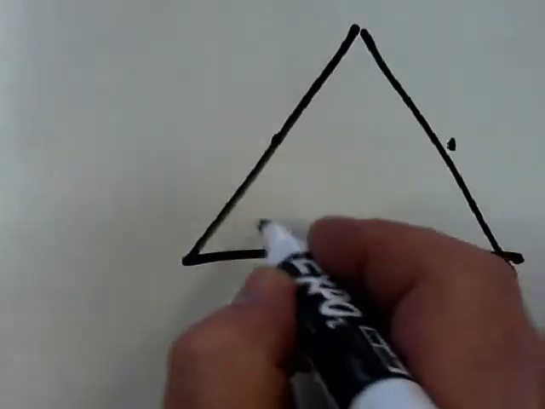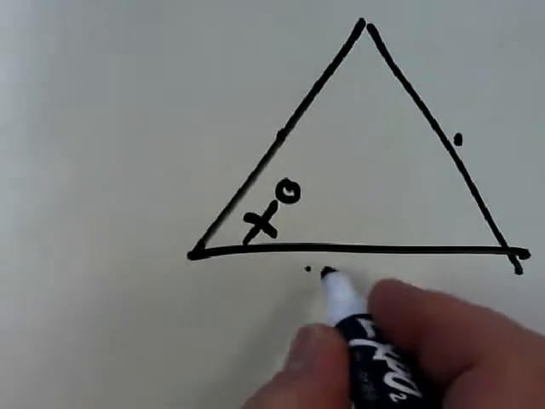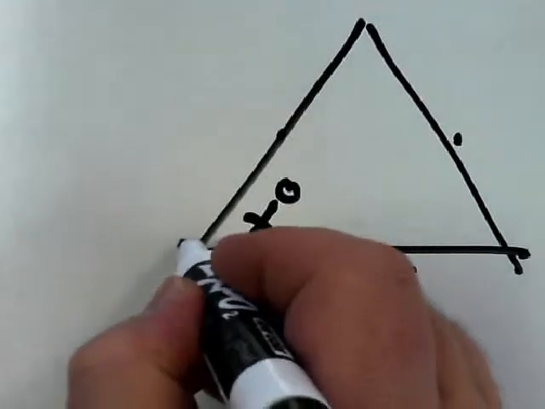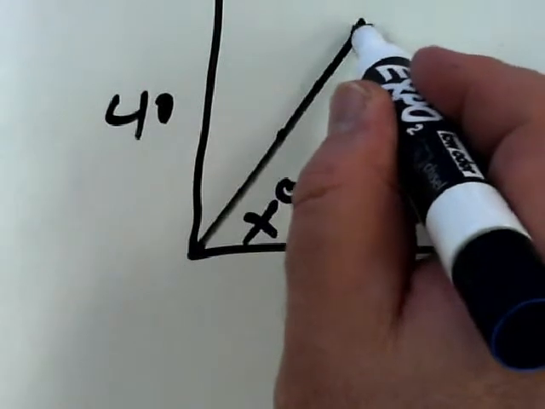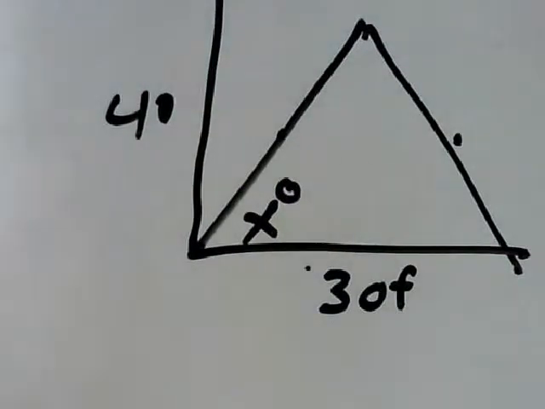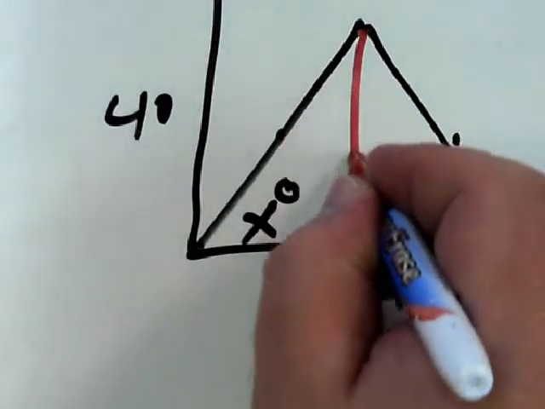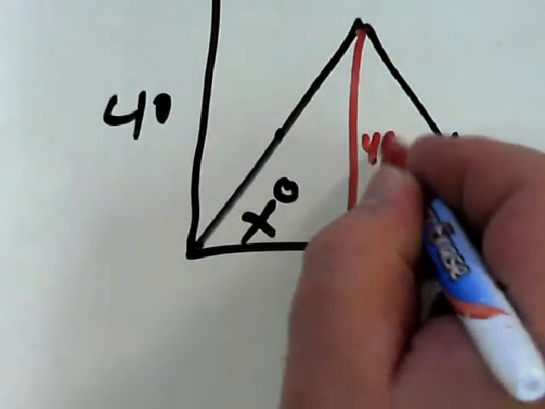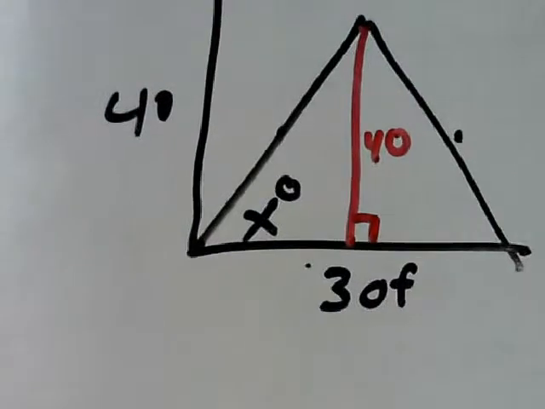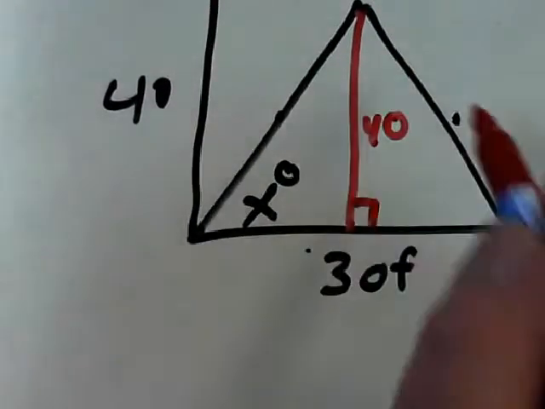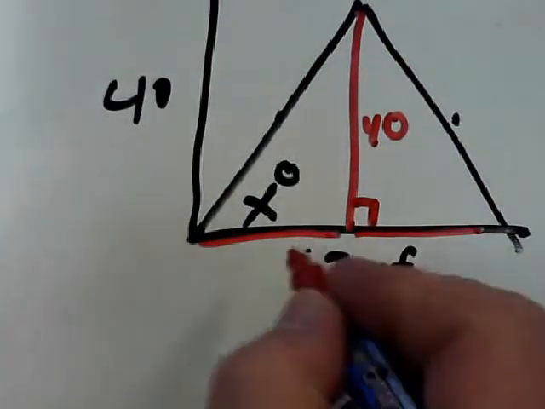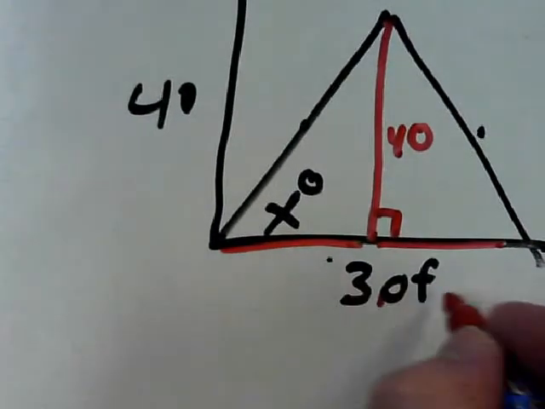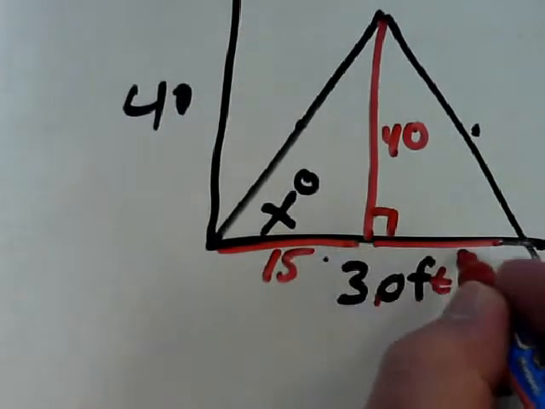But down here you have the x degrees, you have 30 feet, and the height from here to here is 40. That height needs to be drawn inside here. So this is 40. Well, when I draw that in an isosceles triangle, what's going to happen to this side and this side? They're going to be half of this. So this is going to be 15, this is going to be 15.